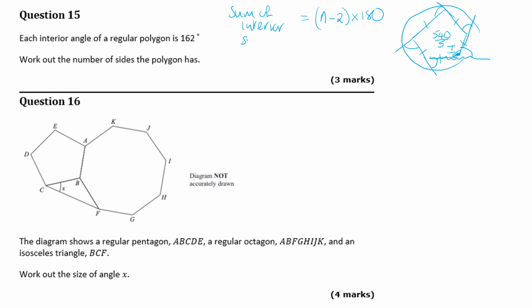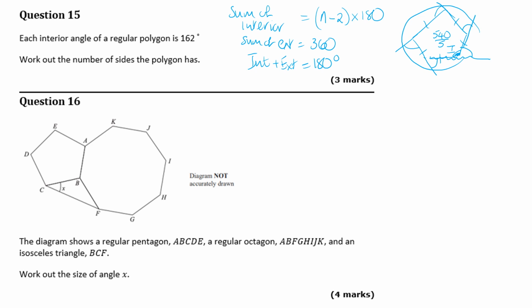So the sum of exterior angles for any polygon, whether it's got 5 sides, 10 sides, however many, is always equal to 360, and interior plus exterior equals 180 degrees.